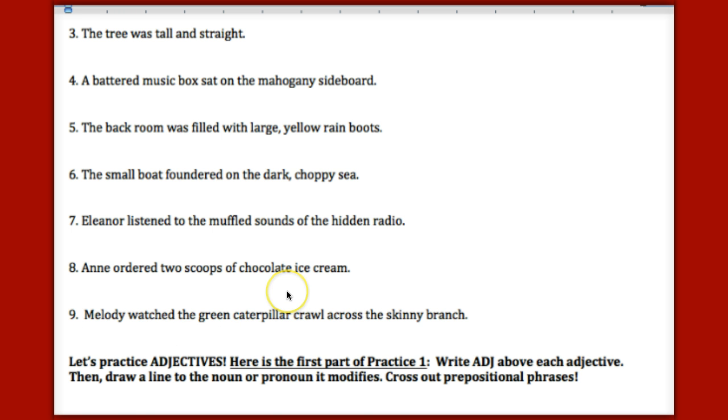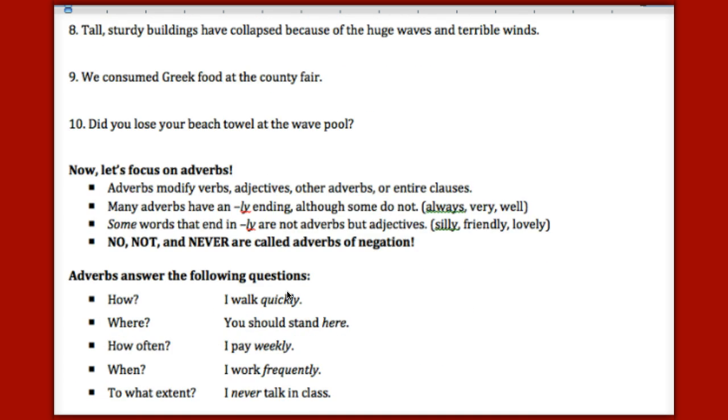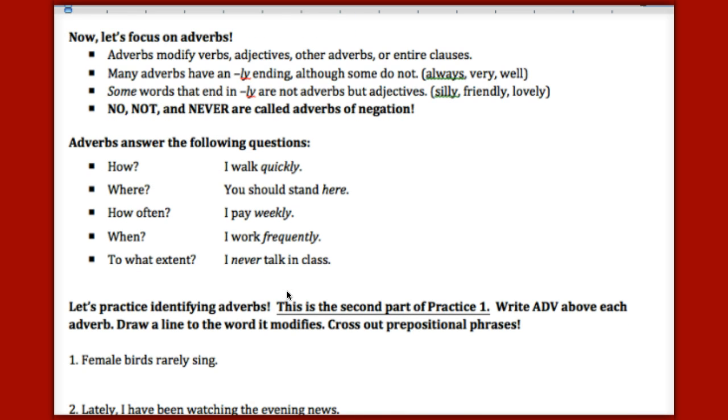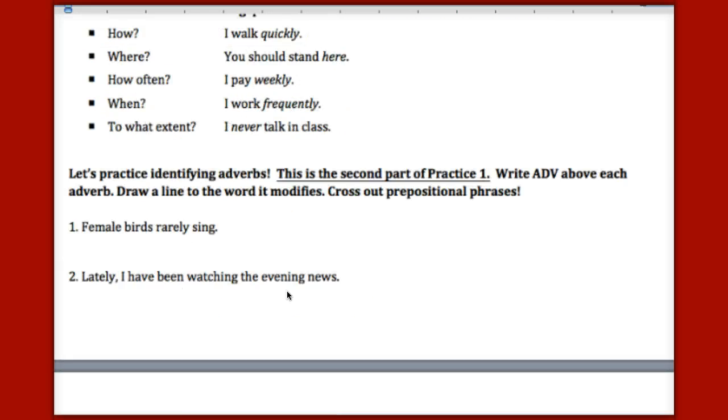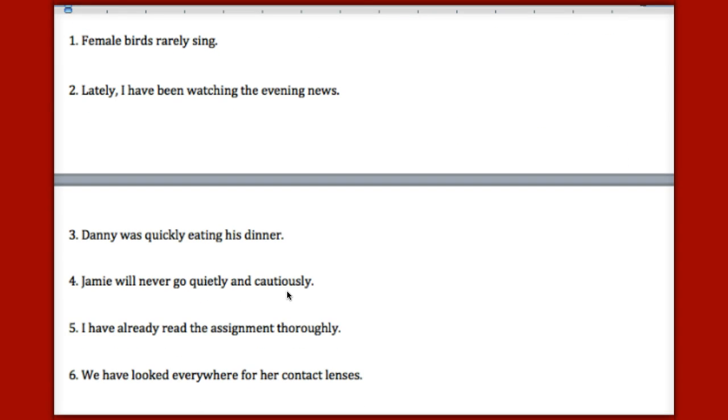Okay, you're going to buzz down now to the adverb section. And again, here we have our adverb questions and a couple of tips about adverbs. So we'll look at some of these together and then you can go back and do the other parts on your own. Female birds rarely sing. Don't forget that an adverb question is how often. So look for the single adverb in number 1. Lately, I have been watching the evening news. Now, if you picked out evening as an adjective, you're correct. But where's the adverb in the sentence?